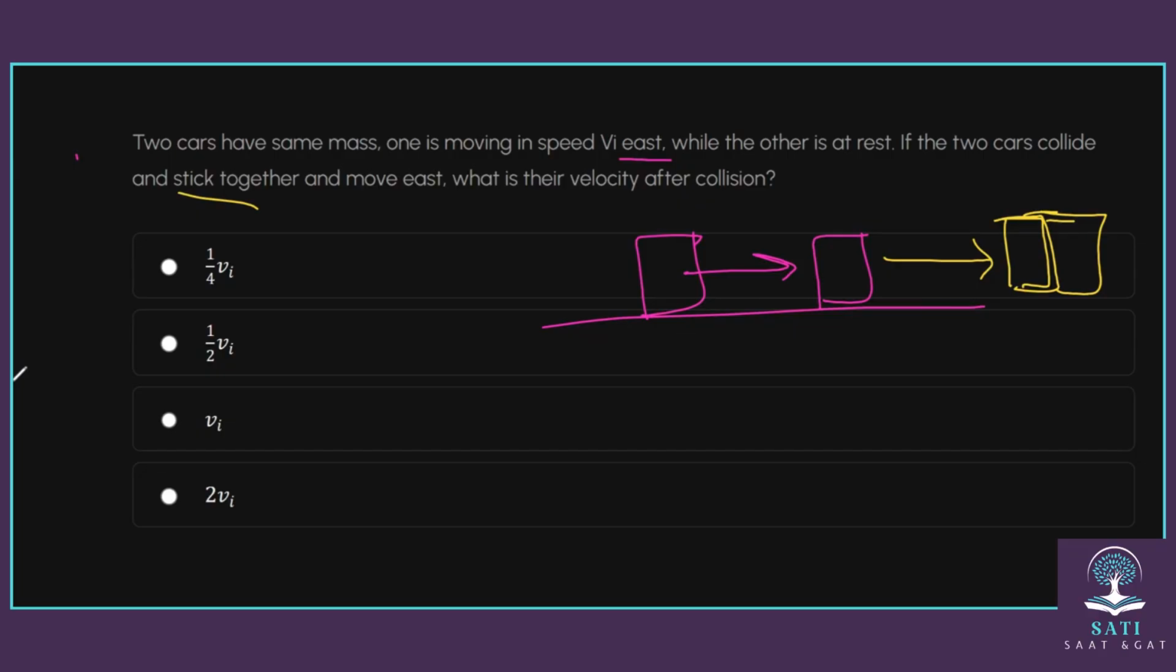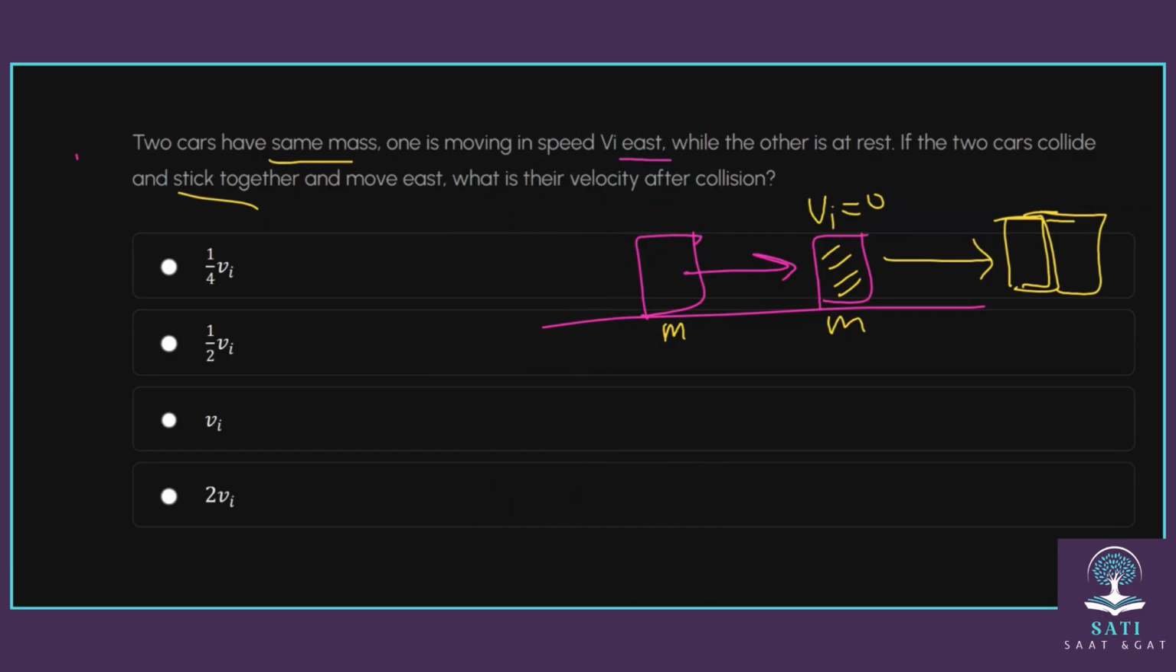This one is stationary, so its initial velocity equals 0. And both of them have the same mass, so we are going to give each of them the letter m for their mass.